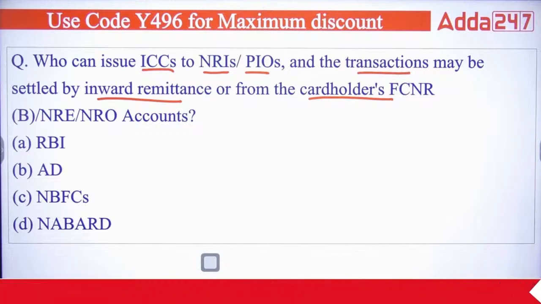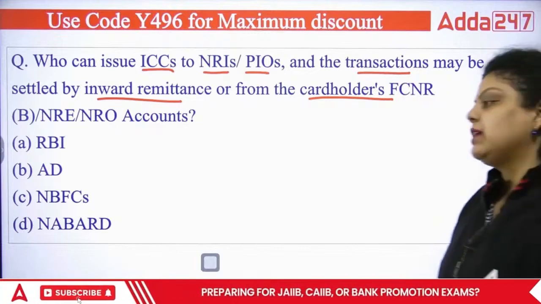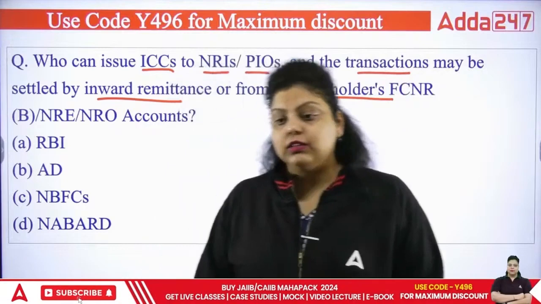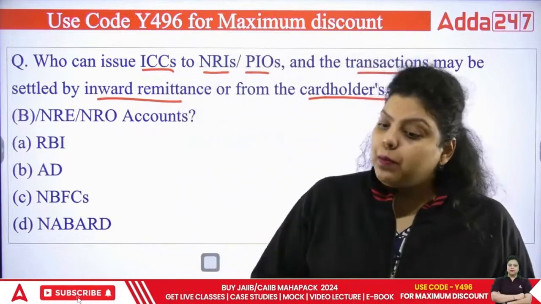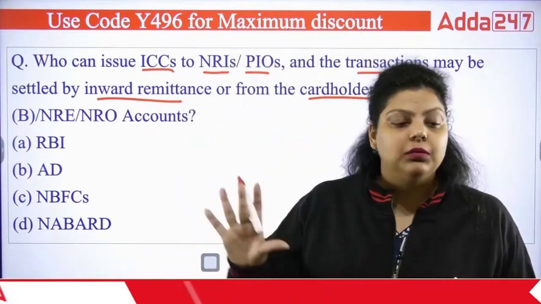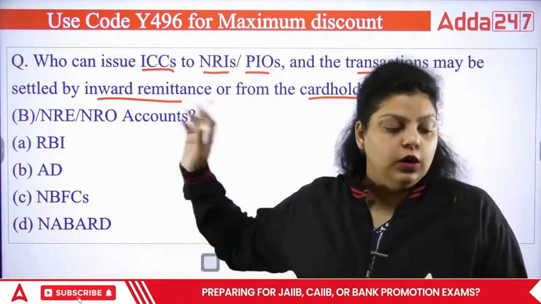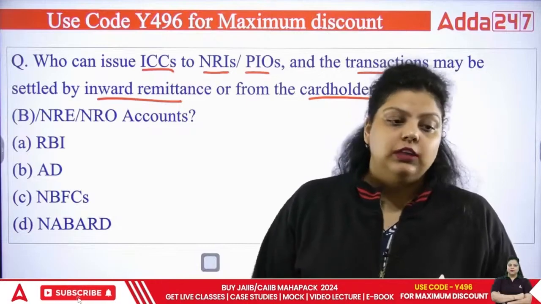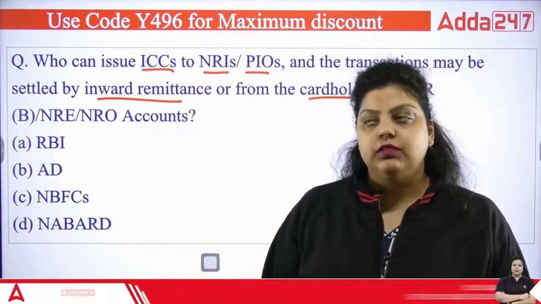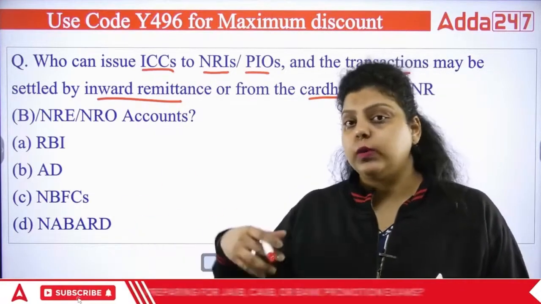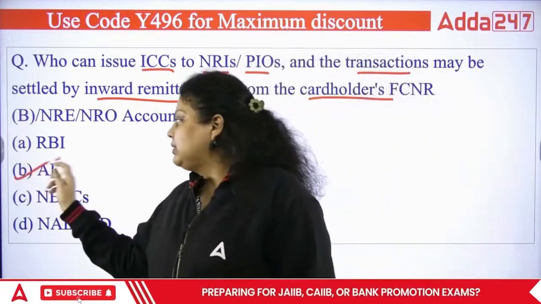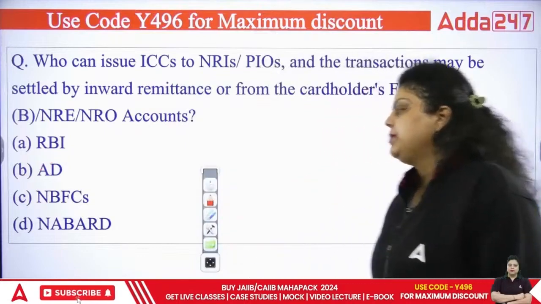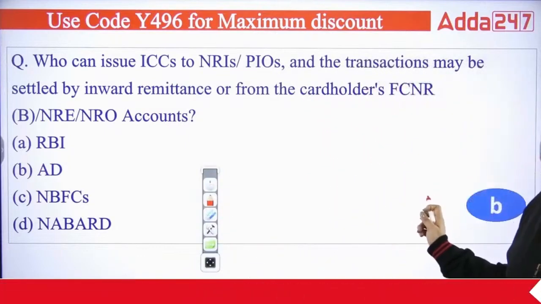Who can do that? So only the banks who are authorized by RBI to participate in the foreign currency, or to allow their customer to participate in the foreign currency, will be allowed here to open or to issue these cards to the NRI and PIO, as well as the inward remittance. Inward means money is transferred from abroad to India. So right answer is authorized dealer. The authorized dealers are allowed here by Reserve Bank of India. So your right answer will be B.